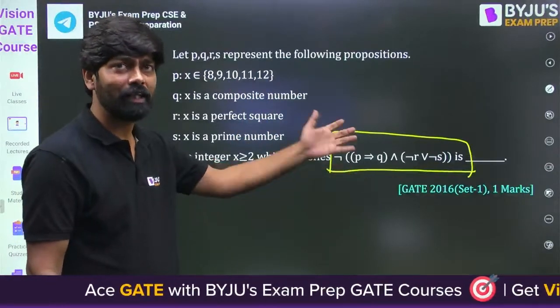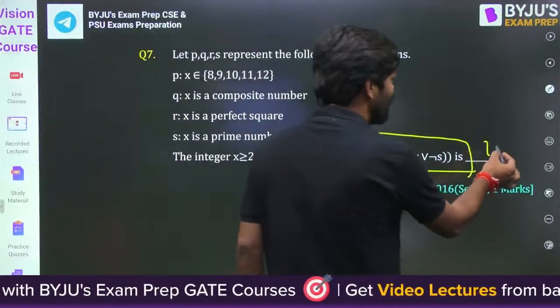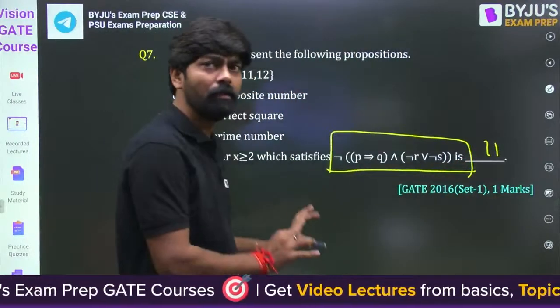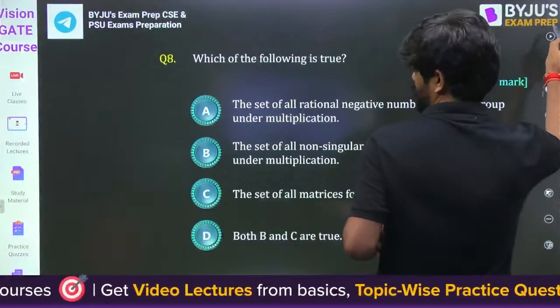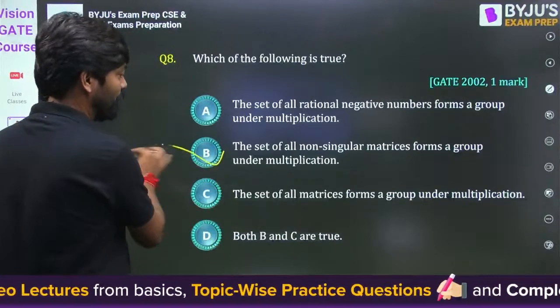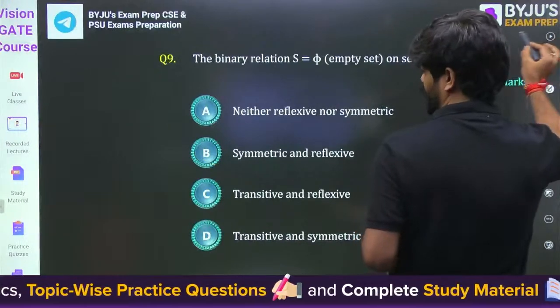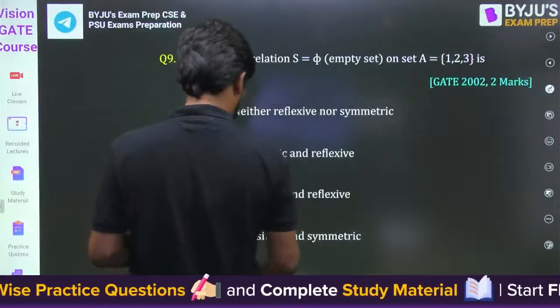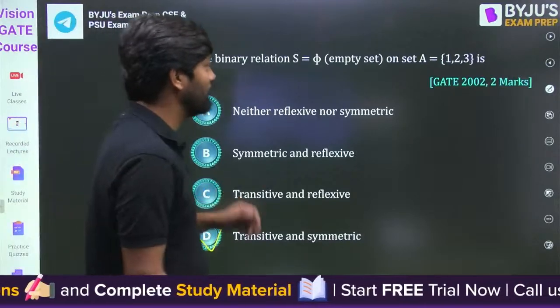Already we have discussed in the last class. Either you can directly put the value. You will get 11 as the answer. In the last class we have already done. If you have doubt, you can ask me. And this one also we have done, and the answer is B. We have done in the last class. And for this one, the answer is transitive and symmetric. We have done in the last class.